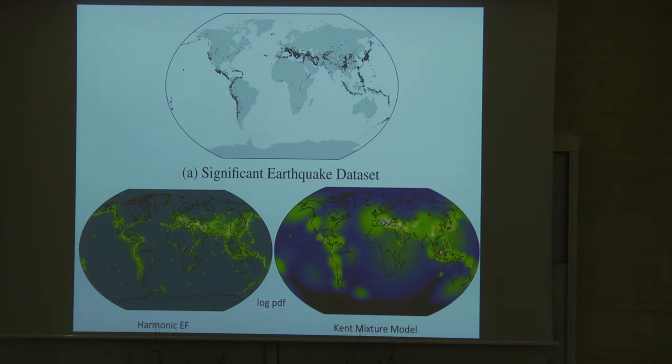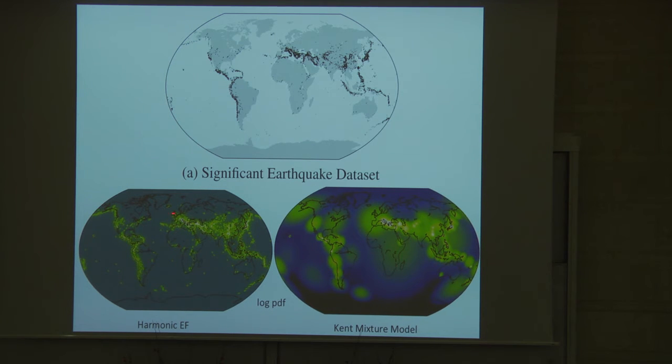This is the most complex model that we could find for modeling distributions on a sphere. It's called the Kent mixture model. It's very hard to train, but we tried really hard, with many restarts, using an EM algorithm. And this is the distribution that we could come up with. It does a decent job, but it's clear that it's much more fuzzy and not as sharp as the exponential family model that we have.